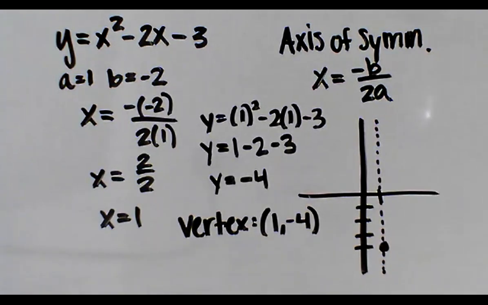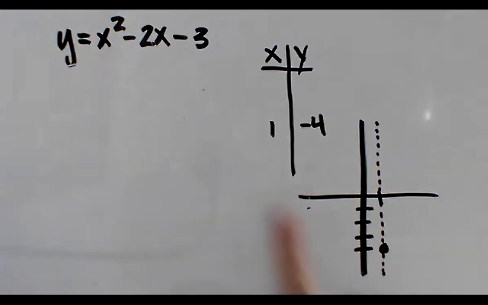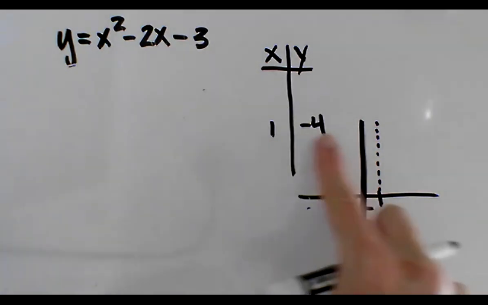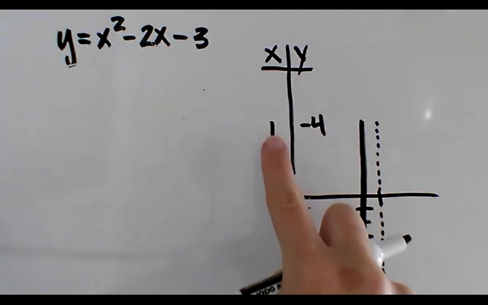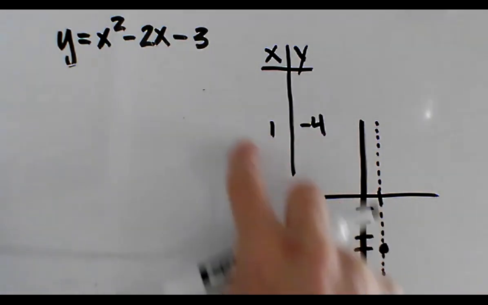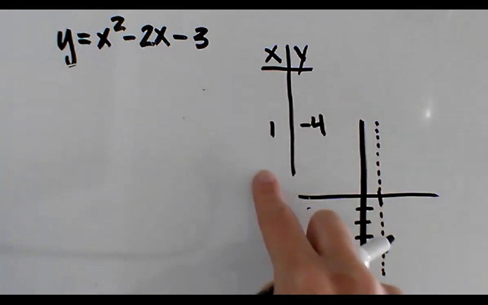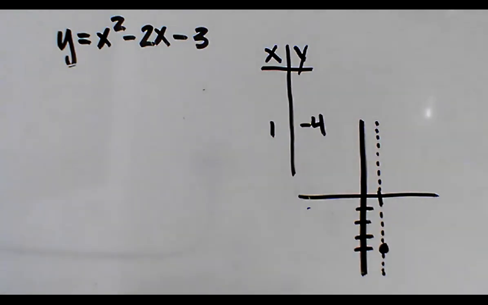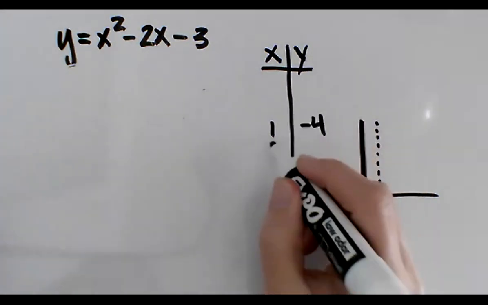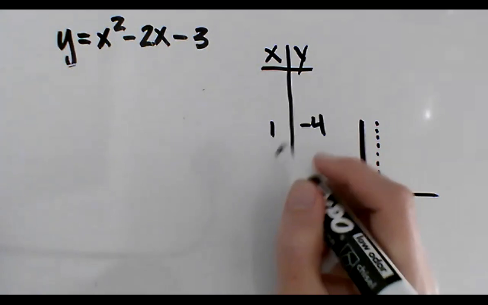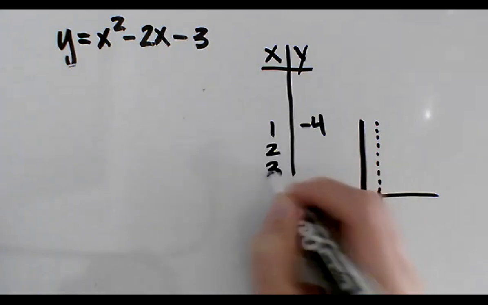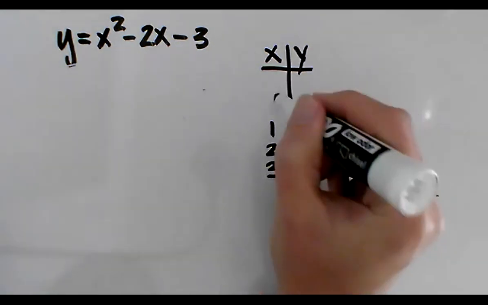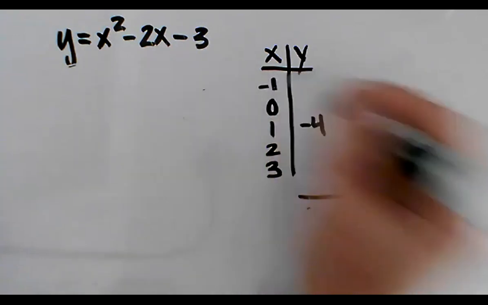So the way that we do that is by making a table of values with our vertex as the middle. So because (1, -4) is the middle of my graph, because it's the vertex, I put it in the middle of our table. Now we need some points around our vertex, and I like to keep them symmetric because we know that parabolas are symmetrical. So I'm going to pick the 2 numbers bigger than 1, so I'm going to go 2 and 3. And then I'm going to pick the 2 numbers smaller, so 0 and -1.